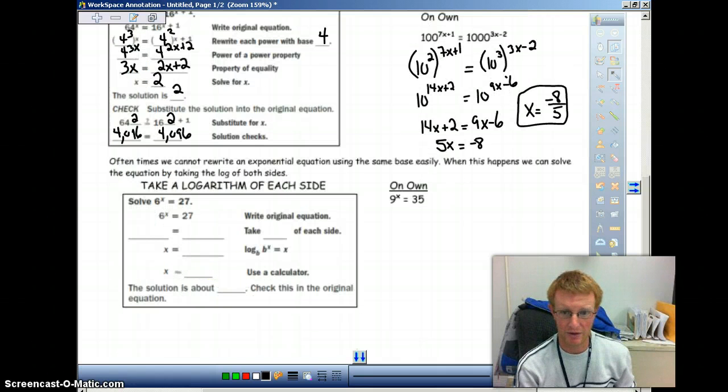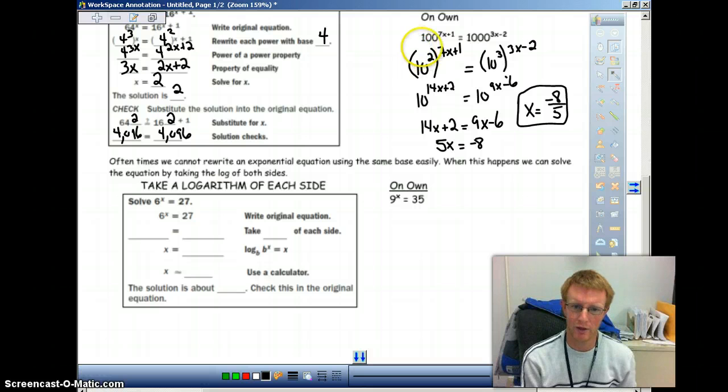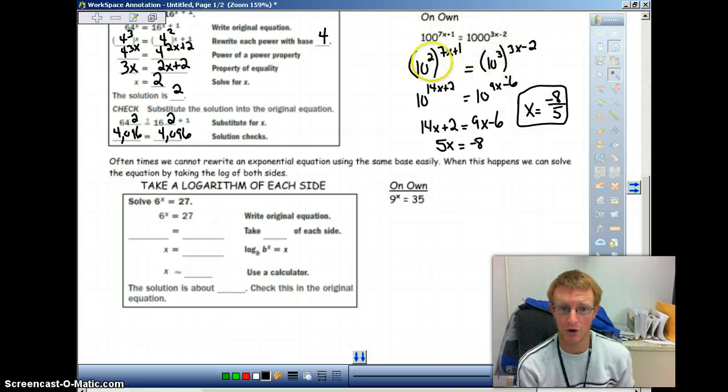Okay, so basically you should have gotten x equals negative 8/5. Real quickly, let me go through this. The common base between 100 and 1,000 is 10. 100 is 10 squared, 1,000 is 10 to the third. Distributing through our powers, we get 14x plus 2, 9x minus 6. Then we set those two equations equal to each other, minus 9x to the left, minus 2 to the right, 5x equals negative 8. Divided by 5 on both sides, we get x equals negative 8/5.